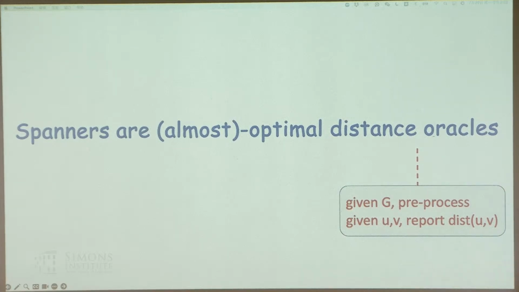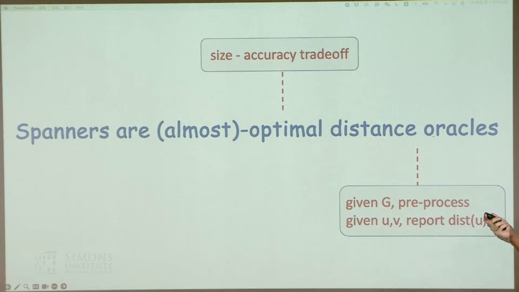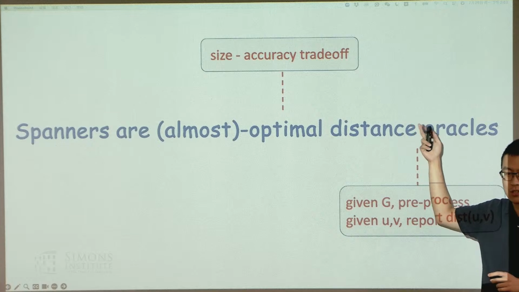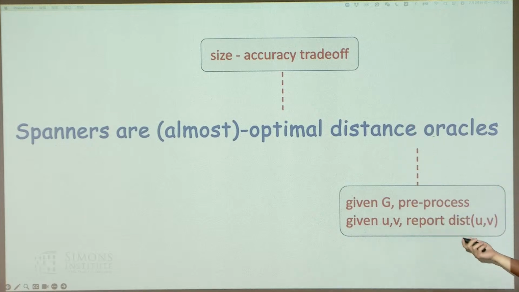Optimal in what way? In the sense that it is achieving the best size accuracy trade-off. For a data structure, we care about two measures. First, how large it is, basically what is the size of the space you are taking, and how accurately you can report the distance. Sometimes there's also a query time. This is a different measure, and it is not within the scope of this talk. We only care about two measures, size and accuracy. And spanners can achieve the best size accuracy trade-off. This is what we're going to talk about in this talk.